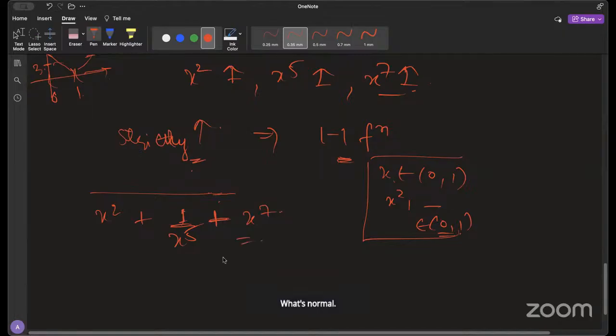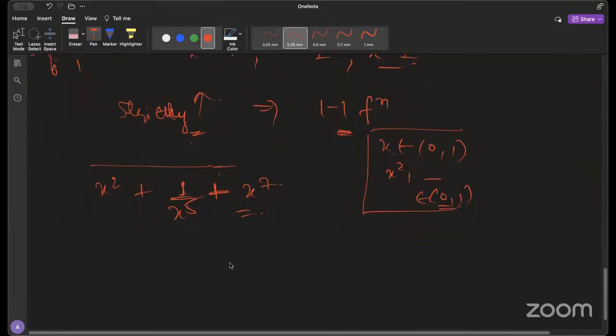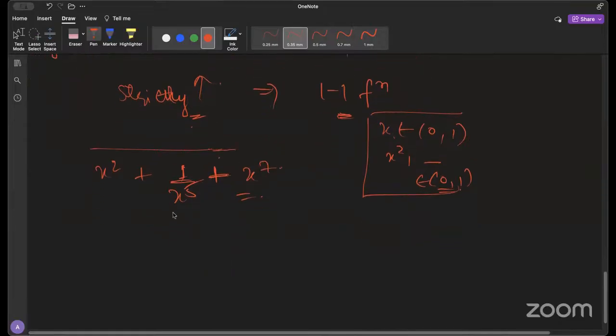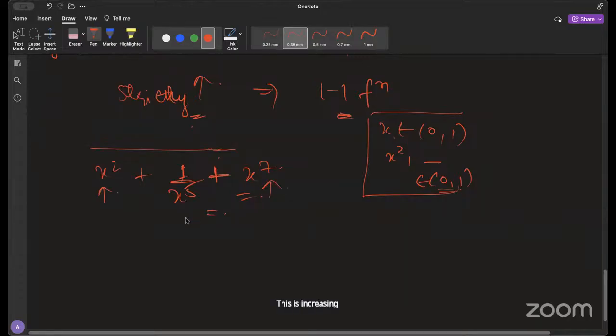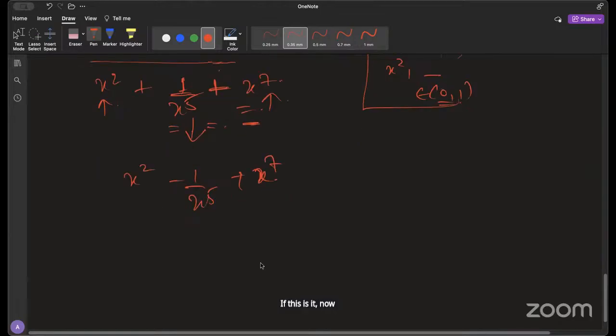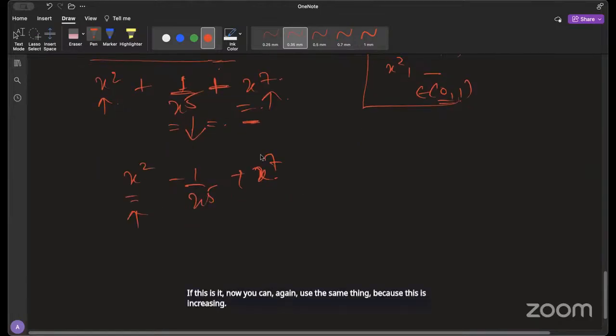If you have something like this, what we were discussing here is that it becomes difficult, because this is an increasing function and this becomes a decreasing function. So you can't actually use the same strategy here. Instead, if this were the case, then you could. Now you can again use the same thing because this is an increasing thing.